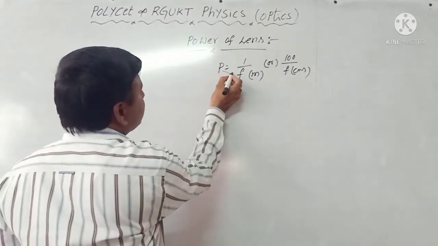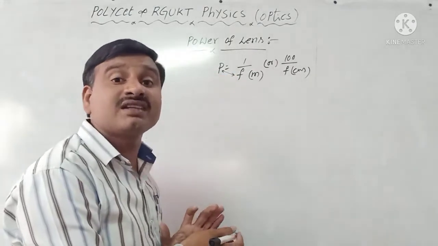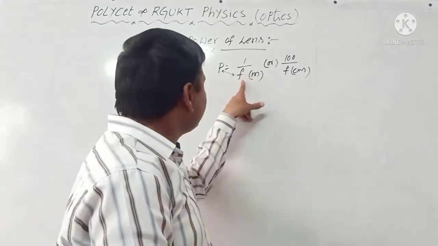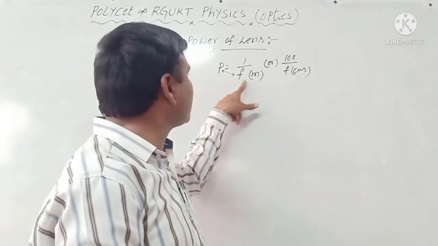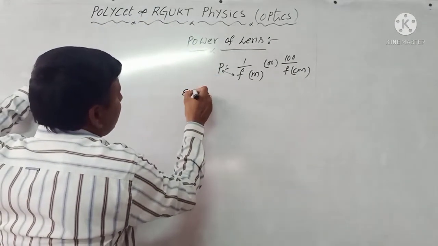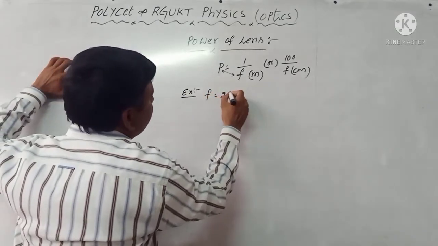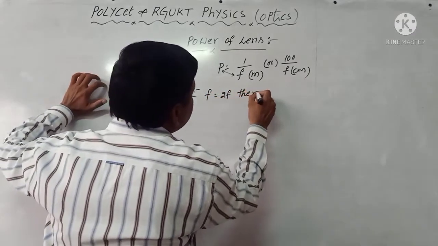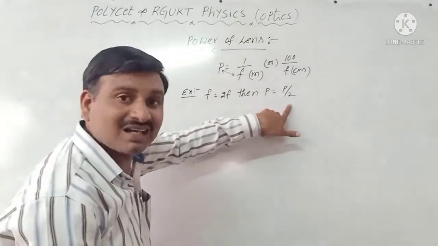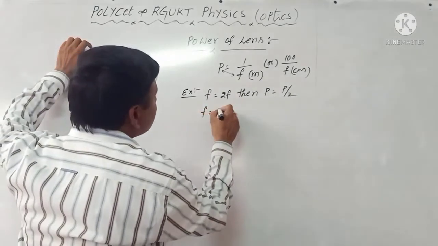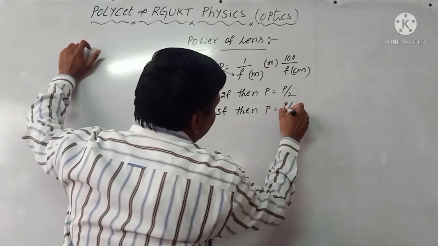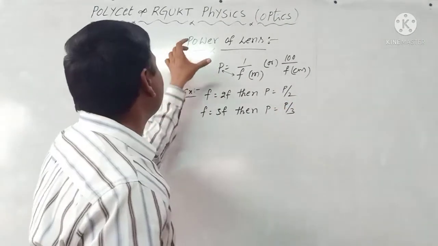After that, what is the relation between these two? They are inversely proportional. Inversely proportional means if one is maximum, the other is minimum. If one is doubled, the other is half. For example, if f is doubled to 2f, then P is half. If f increases 3 times, then P becomes P by 3.